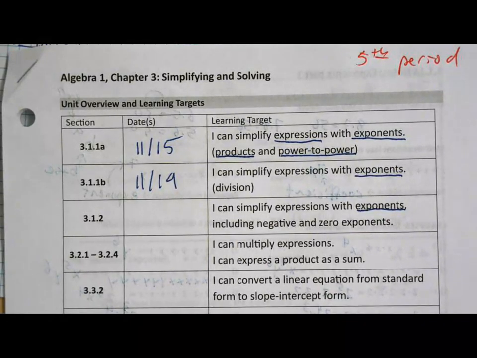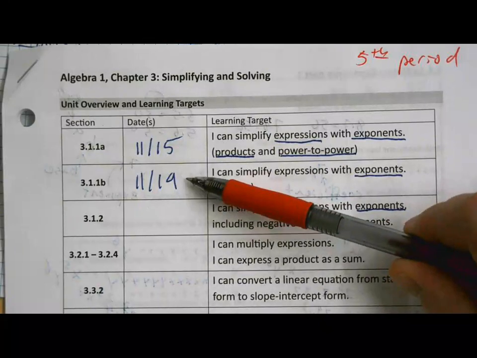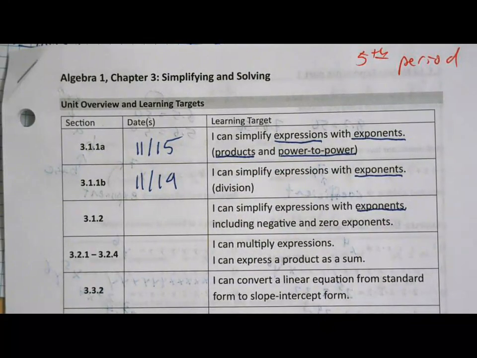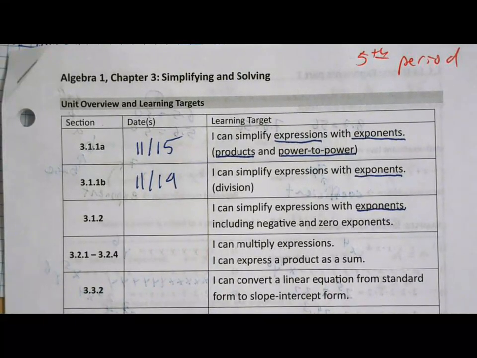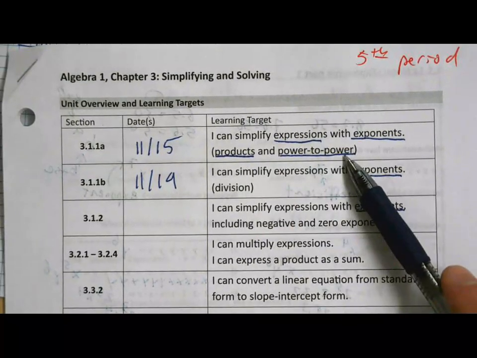All right, today's November 19th, and we're going to be looking at 3.1.1 again today. This is part B. So this is our second day on exponents. We're going to spend 3 days total on exponents. Just a reminder, last time we talked about products and power to a power.